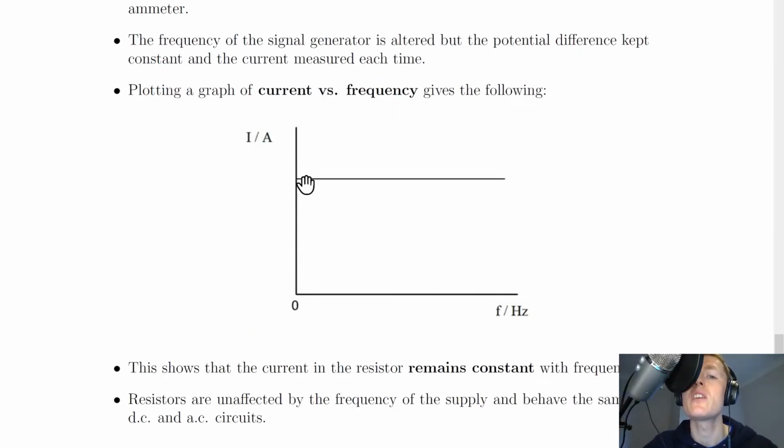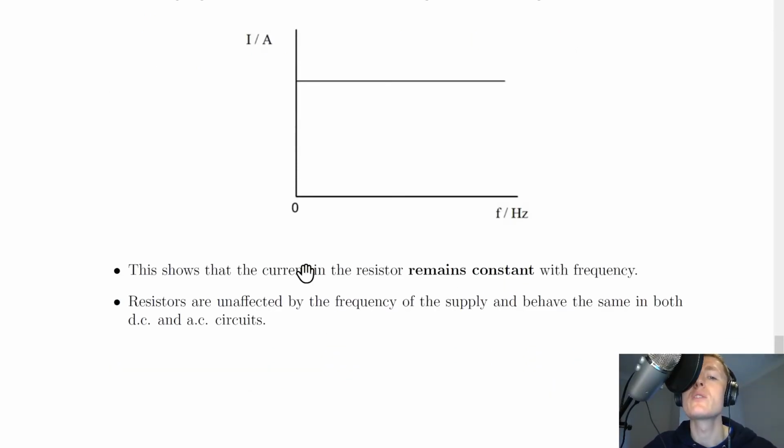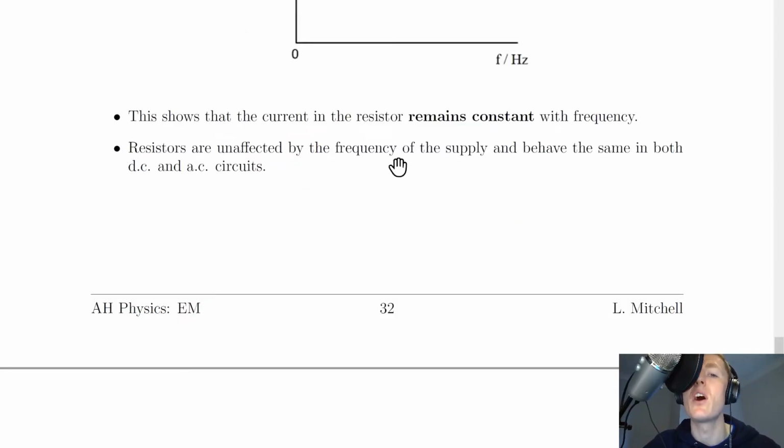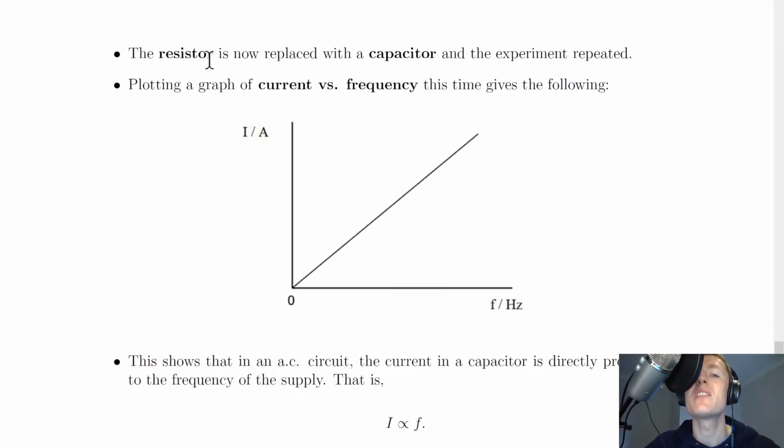You would see that the current should stay roughly the same as you increase the frequency. So this shows that the current in the resistor remains constant with frequency. And we say that resistors are unaffected by the frequency of the supply and behave the same in both DC and AC circuits.